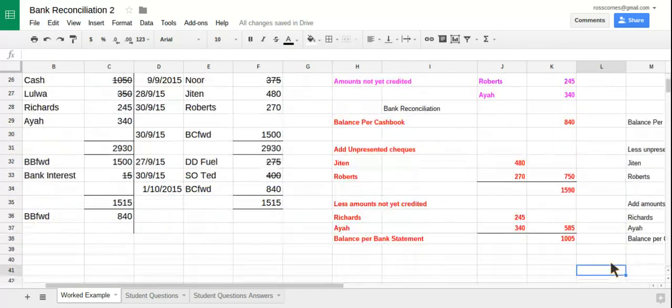So what that's telling me now is that from the information that we've got, we know that we haven't made any errors in our cash book and that everything is in there. We're just waiting on these timing delays.